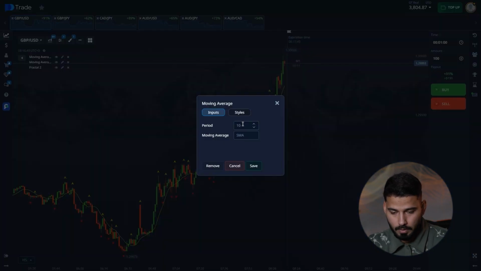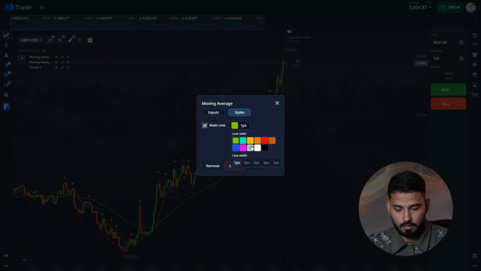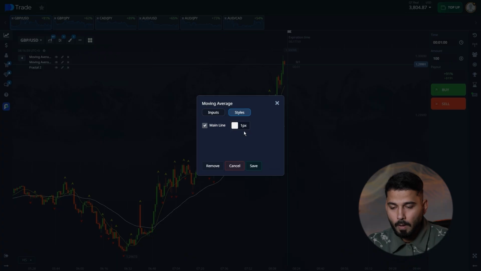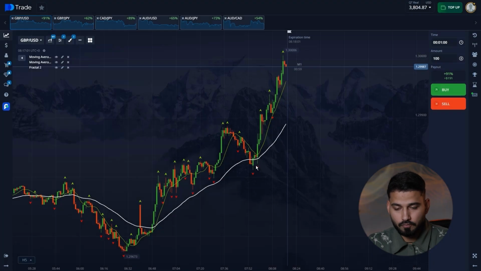For the first MA, we set the period to 50 and change it to EMA. Now let's adjust the color. I will set it to white. You can choose another one. I also make it a bit thicker for better visibility.